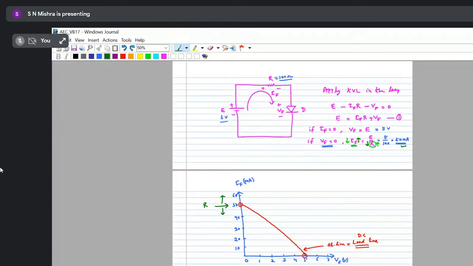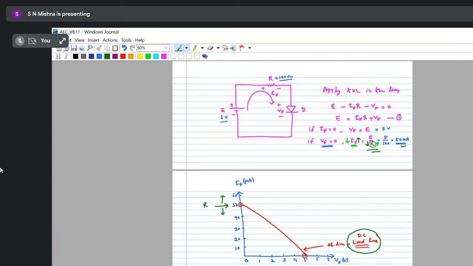The slope of the line depends on what? This resistance value. If I am changing the resistance, the slope of the line is changing. So that's why it is called a load line, because this line's slope depends upon the load resistance value. That's why it is called a load line. Is it clear what a load line is? Yes, sir.